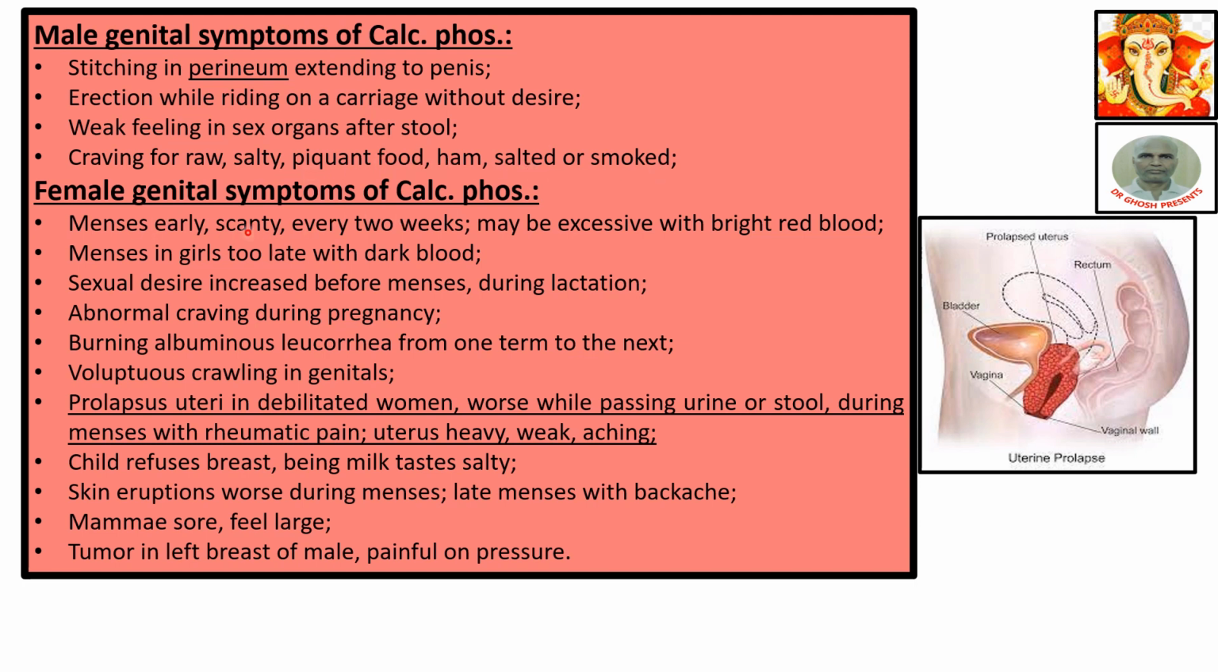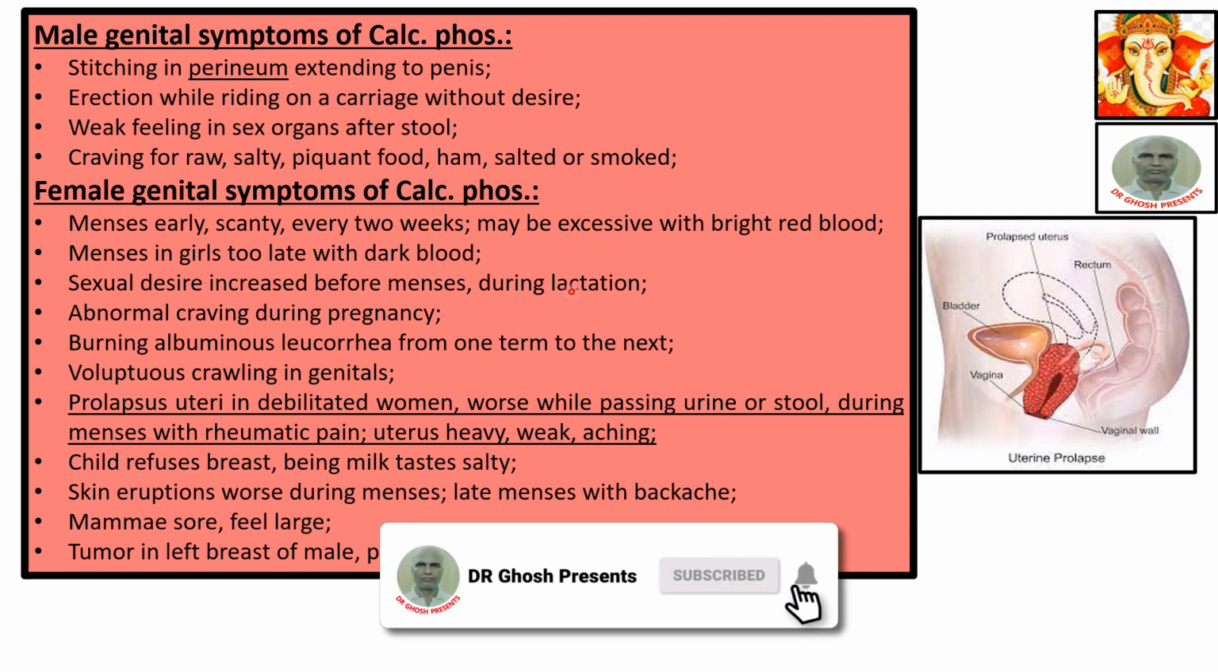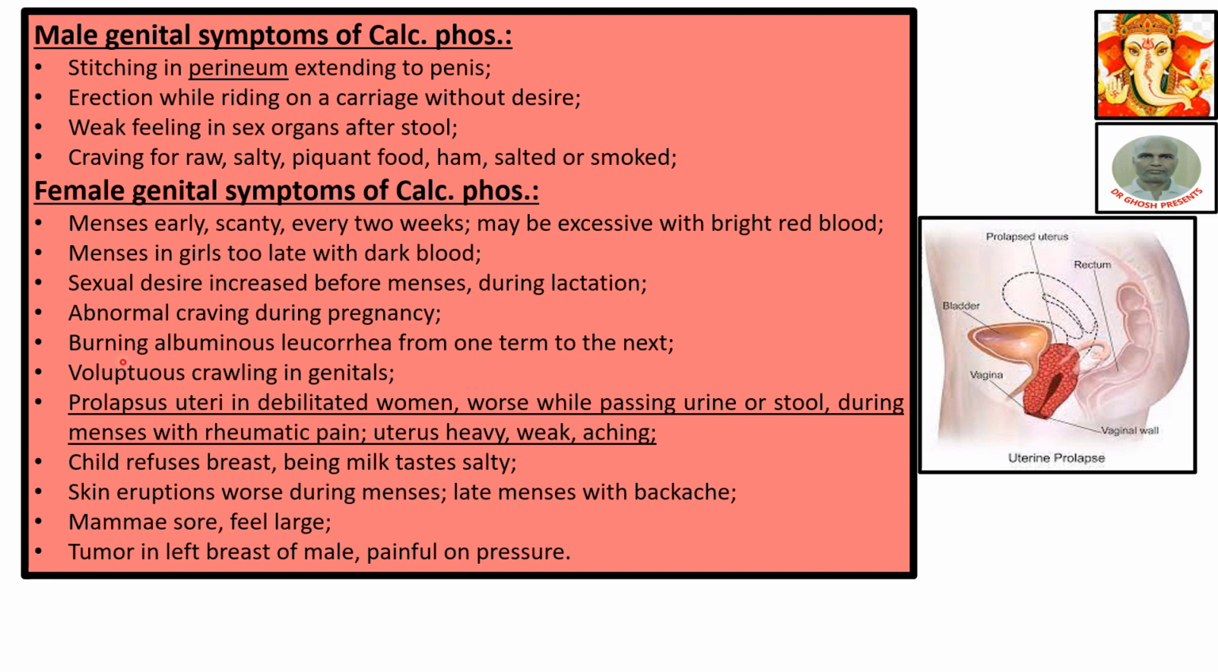Female genital symptoms of Calcarea Phos: menses early, scanty, every 2 weeks, may be excessive with bright red blood. Menses in girls too late with dark blood. Sexual desire increased before menses, during lactation, abnormal craving during pregnancy, burning albuminous leukorrhea from one period to next, voluptuous crawling in genitals, prolapsus uteri in debilitated women, worse while passing urine or stool during menses with rheumatic pain, uterus heavy, weak and aching, child refuses breast, the milk tasting salty.